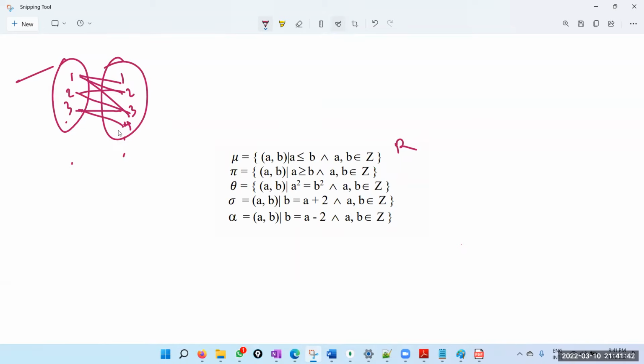Is it symmetric? No, right? Because, for example, we have 1 to 2, but there is no 2 to 1. So this is not symmetric. Is it transitive? It goes from 1 to 2 and 2 to 3. Then there must be 1 to 3. Yes, transitive. Right. So let's take the second one.